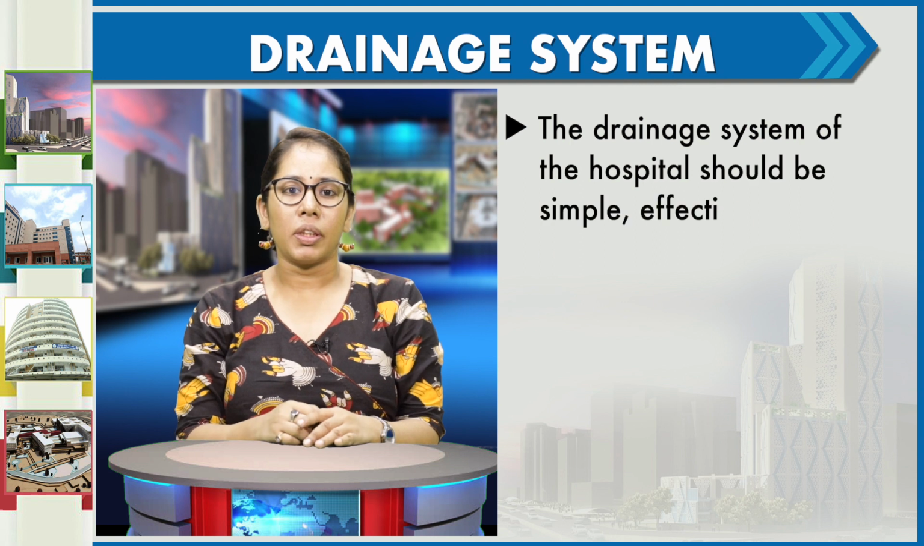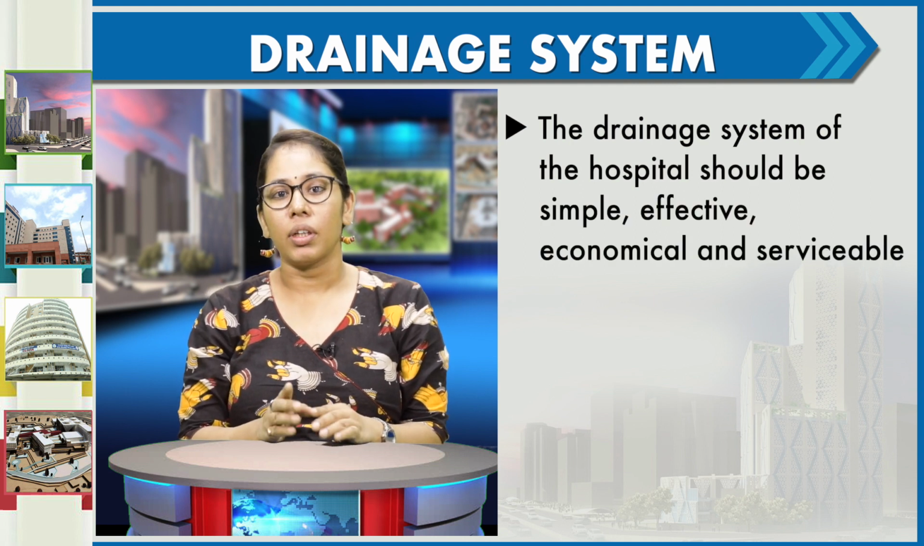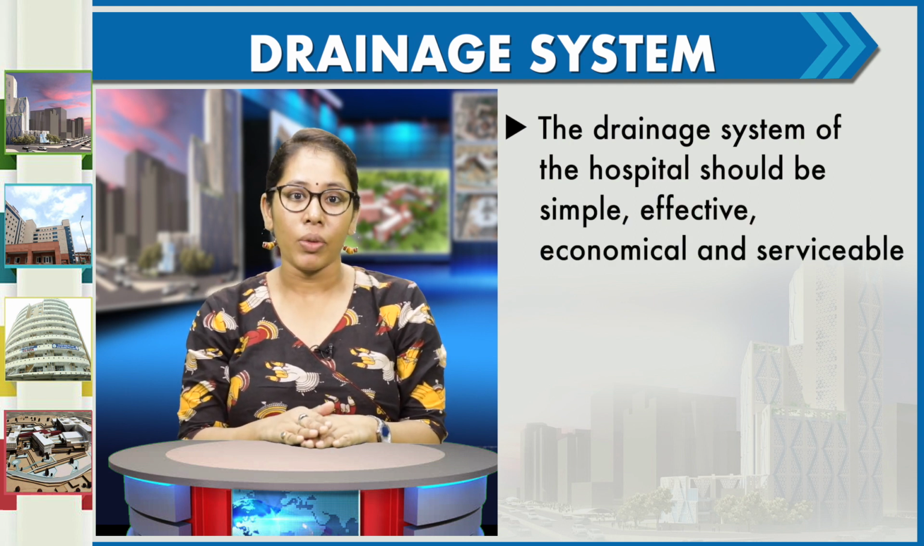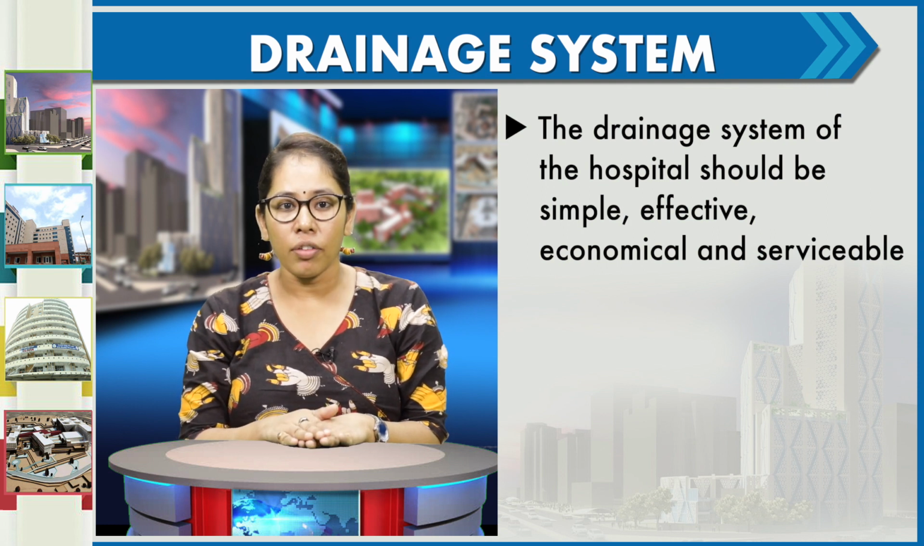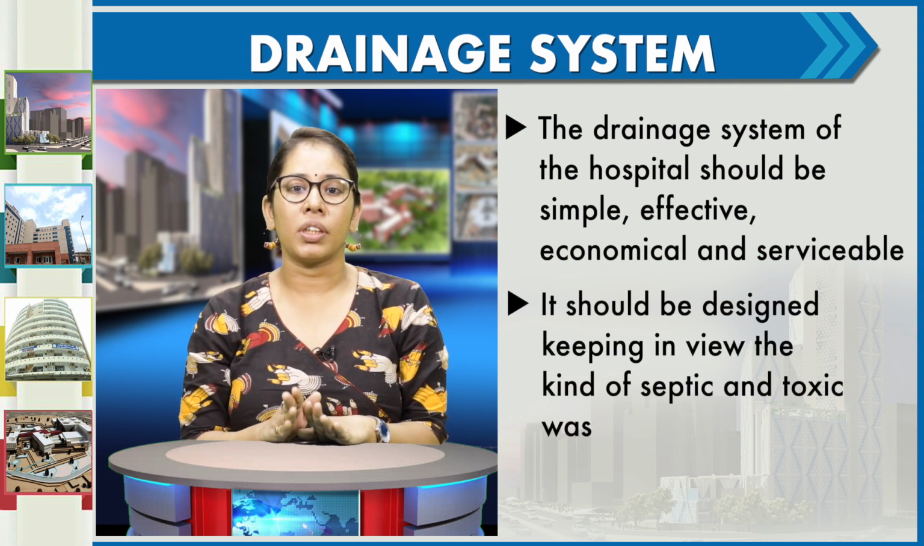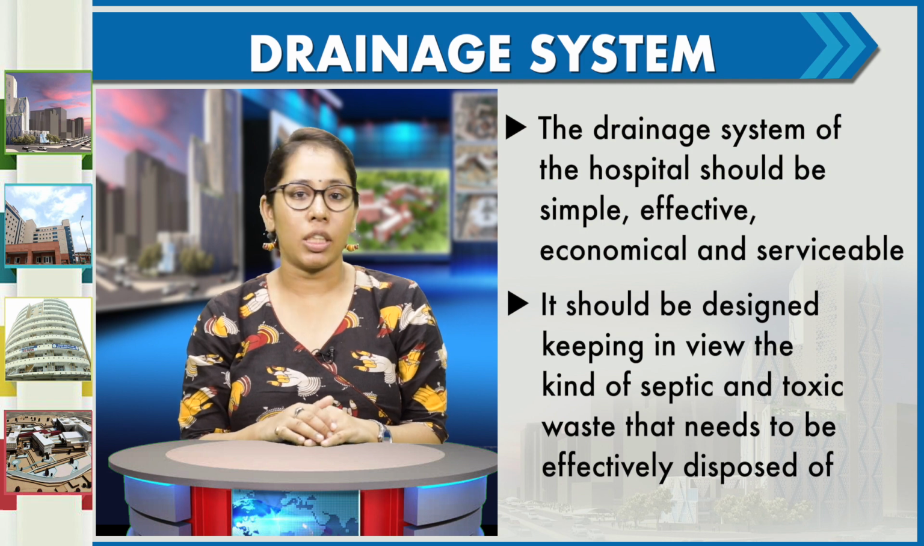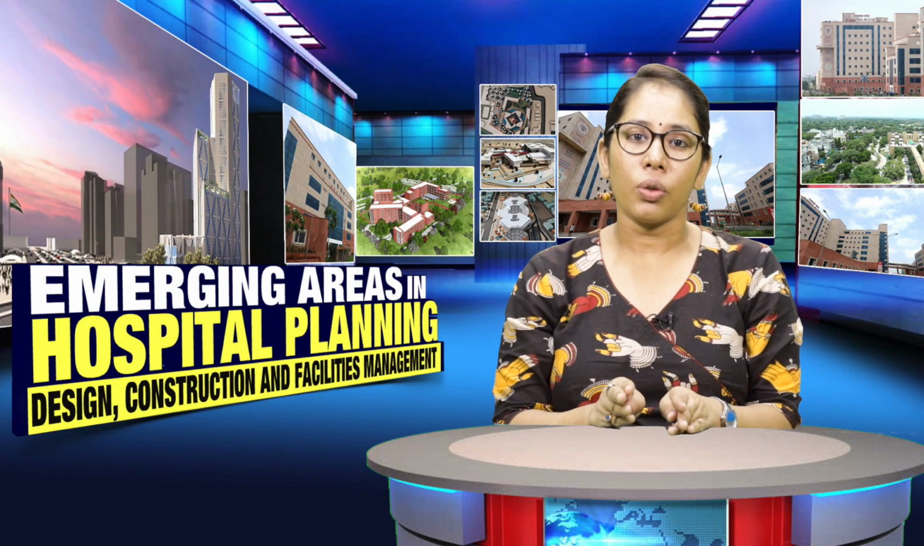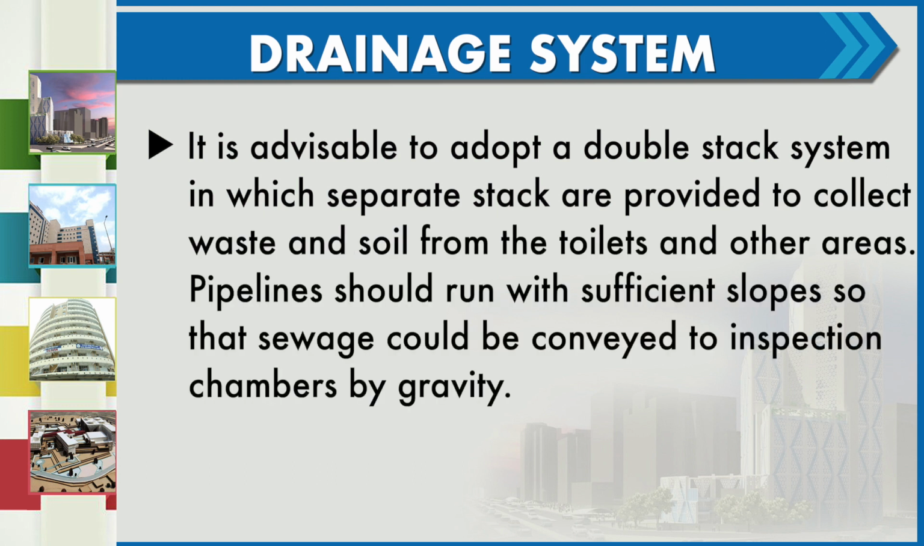Drainage system of the hospital should be simple, effective, economical and serviceable. It should be designed keeping in view the kind of septic and toxic waste that needs to be effectively disposed of. So, we know that there are various plumbing systems such as one stack system, double stack system. For a hospital, it is advisable that we adopt a double stack system in which a separate stack is provided to collect waste and soil from the toilets and other areas.